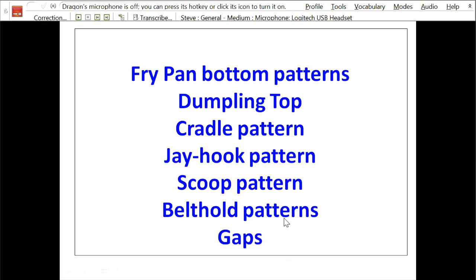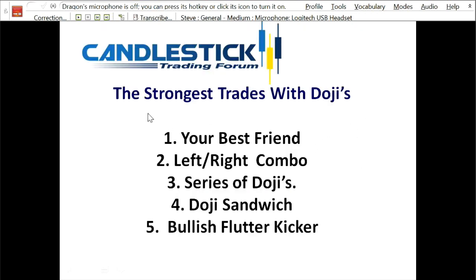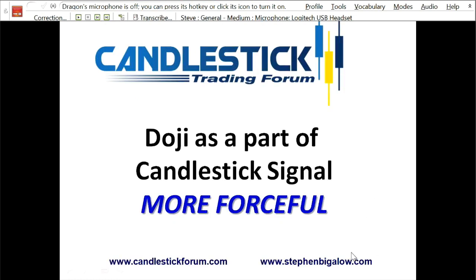And they also form patterns. And now this information is basically incorporating some of that, the individual signals for developing a pattern. But the important part of what we're going to go through tonight is when we see these patterns set up, we can see exactly when a potential breakout is about to occur. So we've got some strong signals with Dojis, your best friend, your left-right combo, a series of Dojis, Doji sandwich.